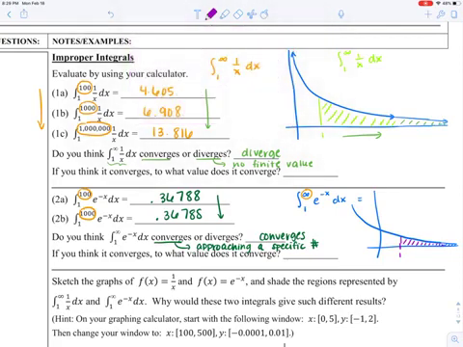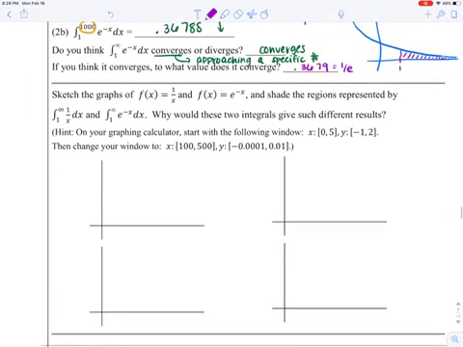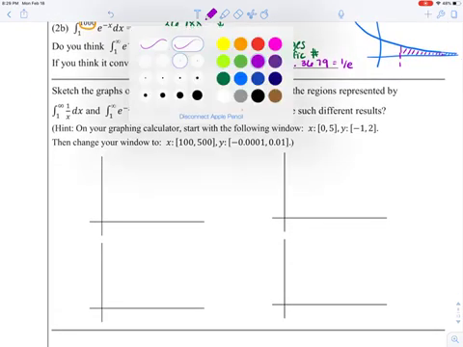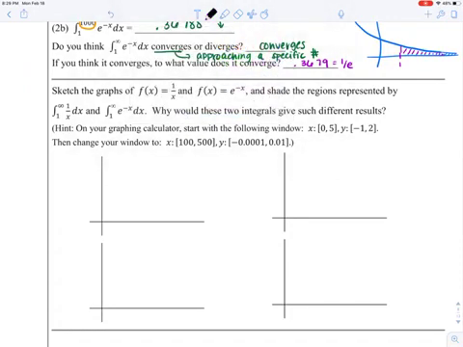And in fact, that area happens to be about 0.3679, which is equal to 1 over e. And we'll talk about why that happens in a moment. So if you were to graph these two graphs on your calculator, what I'd really encourage you to do is to press pause on me and try it.